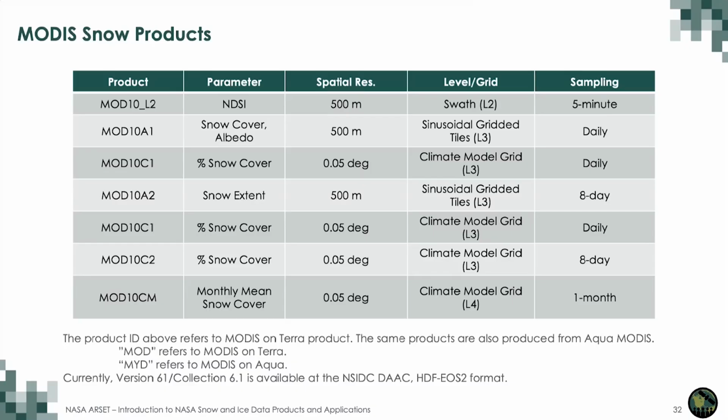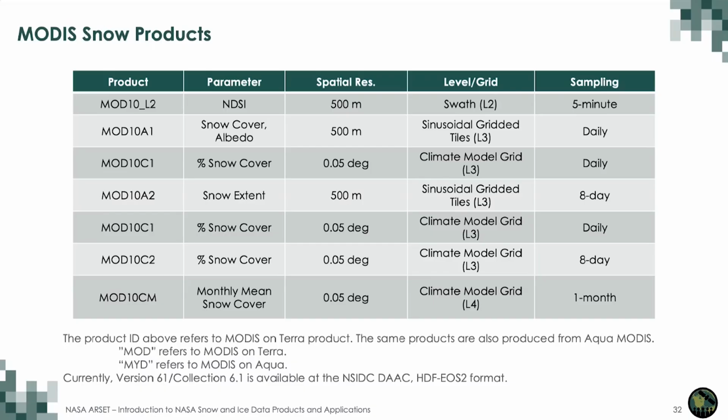And so again, there are several different products. There are also climate model grid products that are useful for climate models. The grid is comparable to what's used in climate models, so it's easier for modelers to ingest those data into their models for assimilation or validation. And then there are also these 8-day composite products, and that helps fill in where there are clouds and gives you more complete areas instead of the daily products that have gaps. And then there's the 1-month mean product.